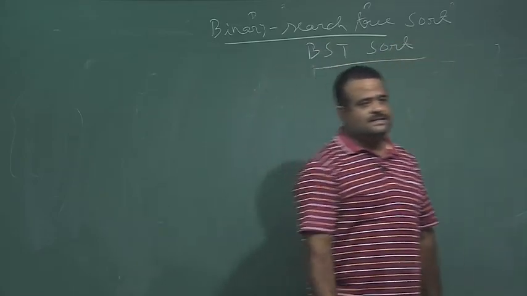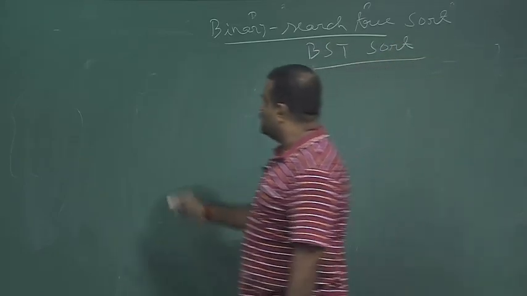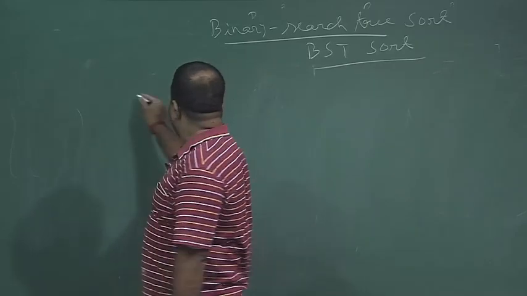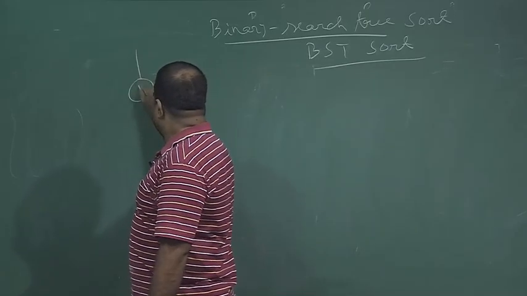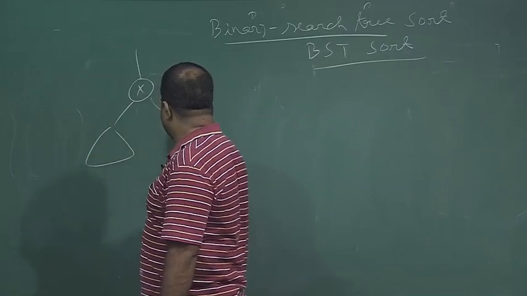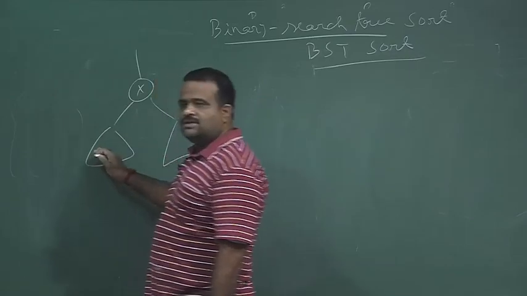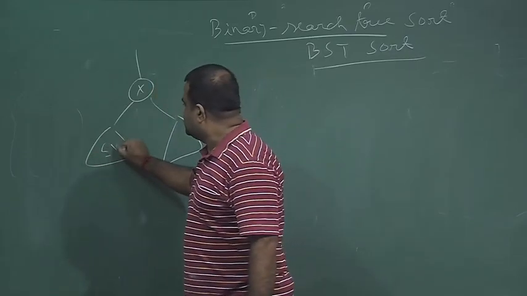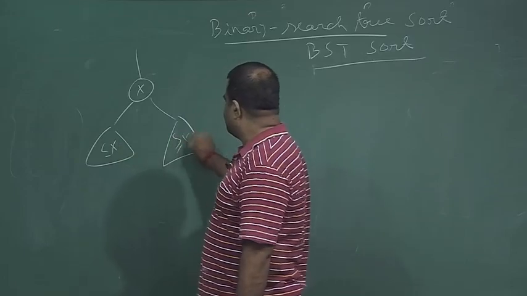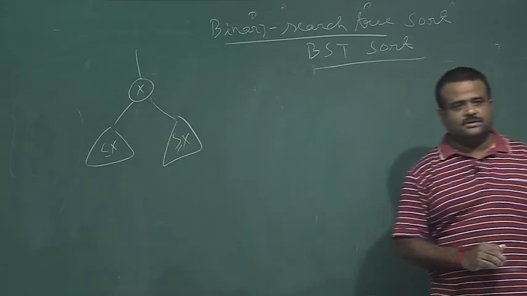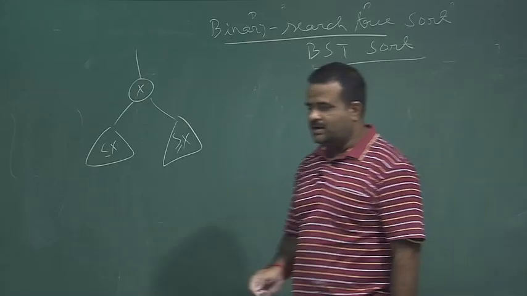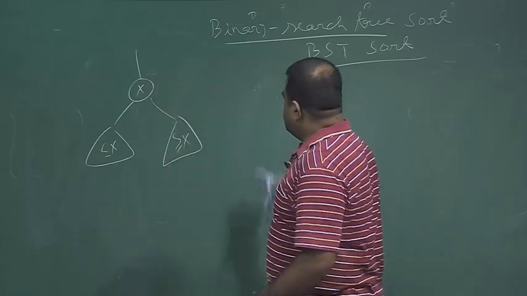So, what is a binary search tree? It is a binary tree with the binary search property: if you take any element x, all the key values in the left subtree are less than x, and all the key values in the right subtree are greater than x. That property is called the binary search property.